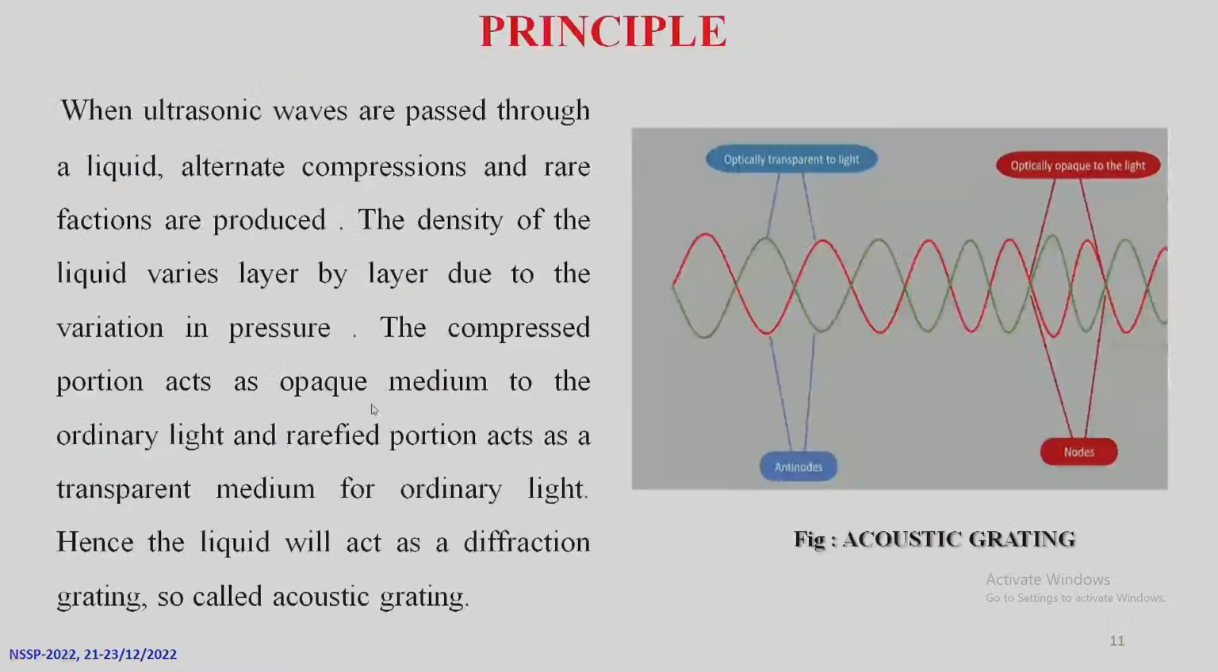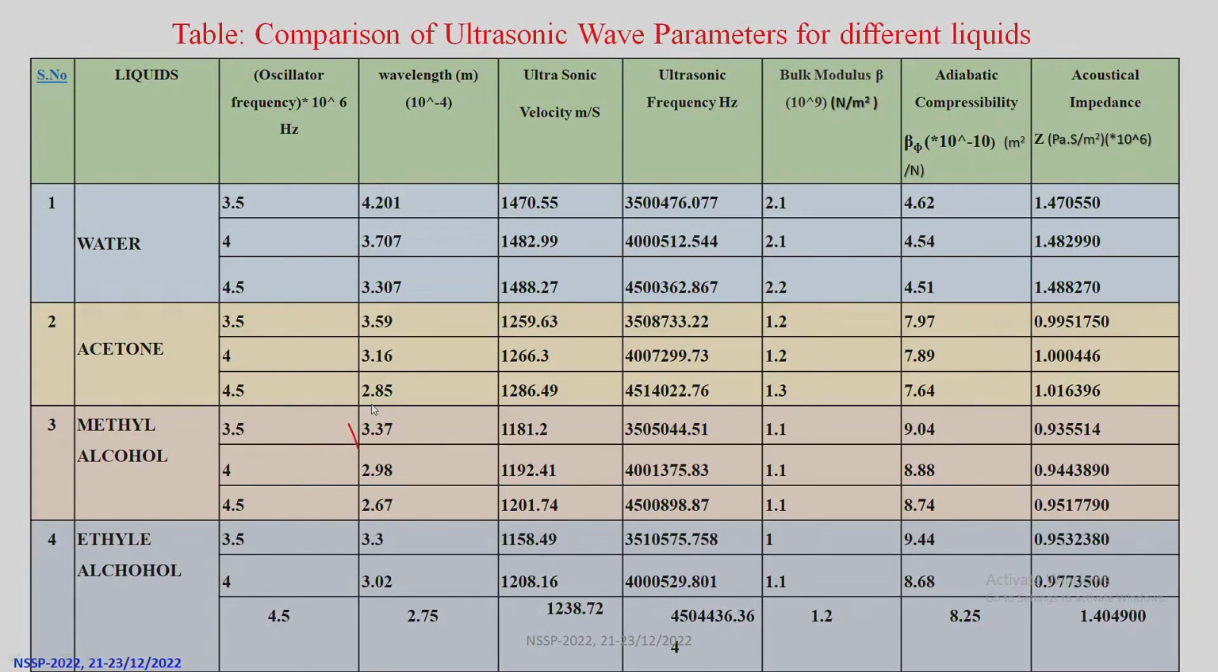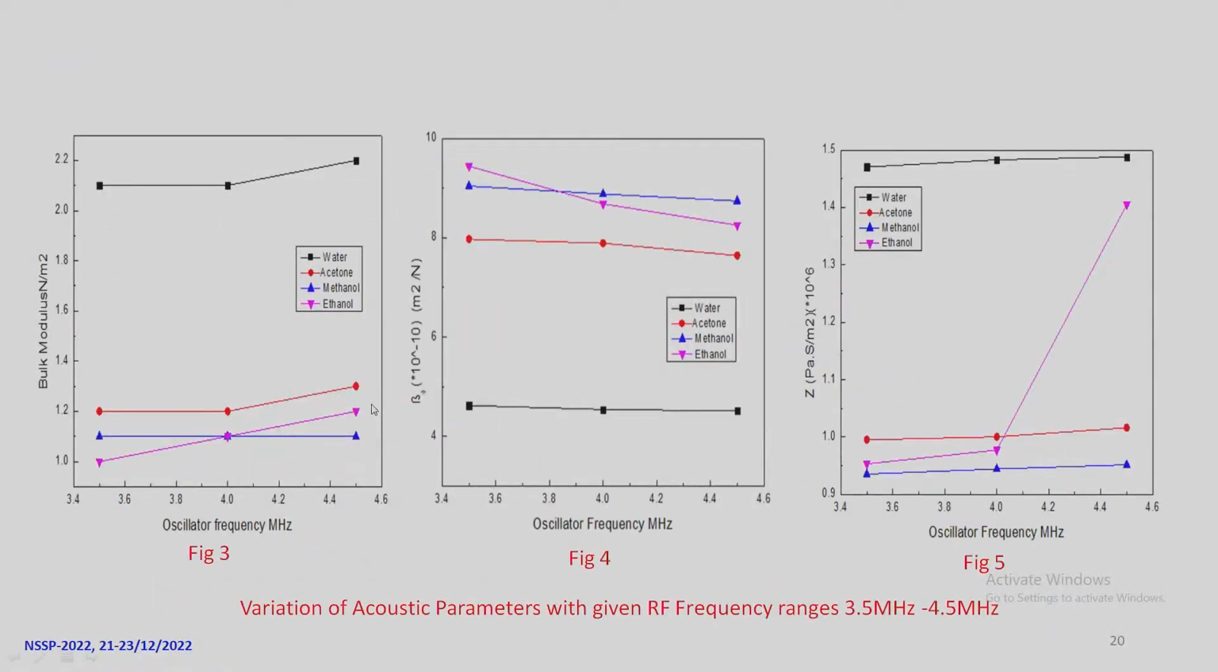Go back to your results. Next graph. Here you see that most of them follow similar patterns. For example, in the first graph, the bulk modulus doesn't change much, except for ethanol, which increases a lot. Again, the second parameter is adiabatic compressibility. It is very similar for most, except for ethanol, where there's a fall. And again in the third one, there's a sudden rise.